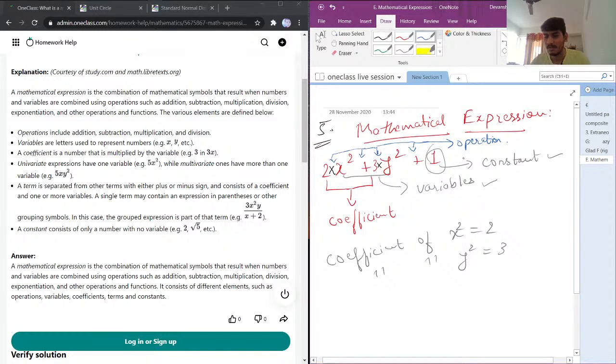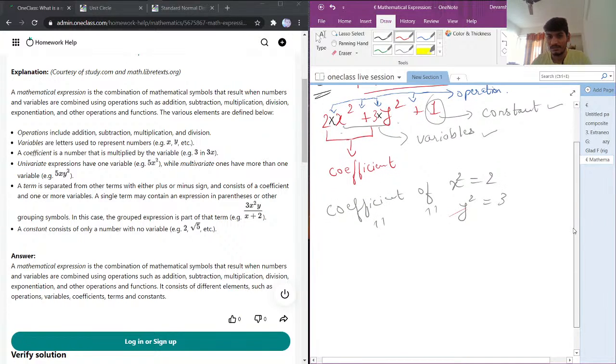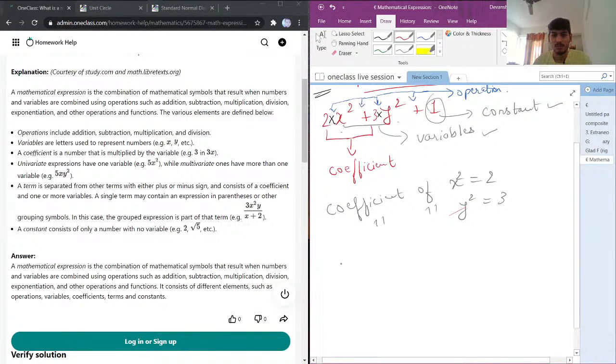Here it is also stated that a univariate expression has only one variable, and a multivariate expression has more than one. So this expression belongs to the multivariate type, because we have x square and y square. We have two variables in this expression. Sorry, pardon my mistake. Again, I'll give one more example. So this was the multivariate. I'll give an example for univariate.